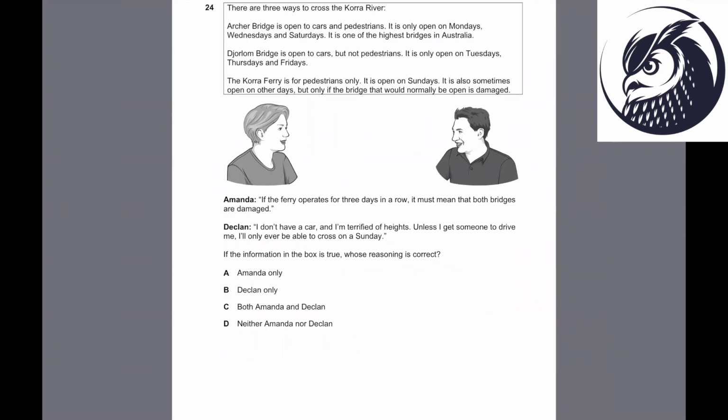So question 24. Question 24 is again one of those detecting reasoning error questions. So let's again look at the scenario and try and summarize it into a diagram. It says there are 3 ways to cross the Kora River. Archer Bridge is open to cars and pedestrians. It is only open on Mondays, Wednesdays, and Saturdays. It is one of the highest bridges in Australia.